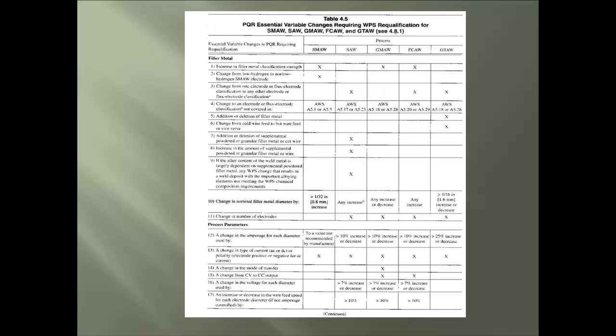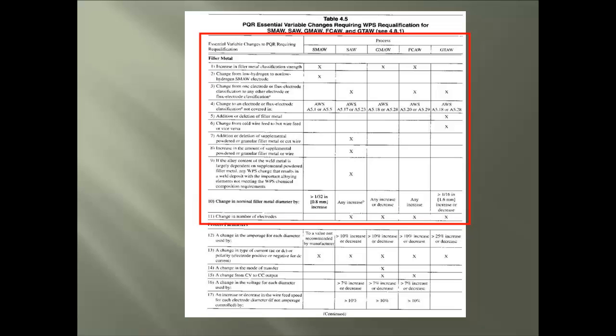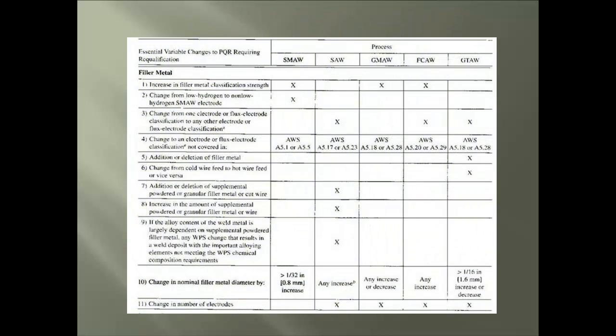So, how do you use this table, you may be asking. Let's walk through a few scenarios and find out how. We will focus on this topic, the filler metals. And with the filler metals, let's take a closer look at number 3, which covers the changing from one electrode classification to another electrode classification, which means if the electrode strength needed to be increased for some reason, you would need the WPS to be requalified.